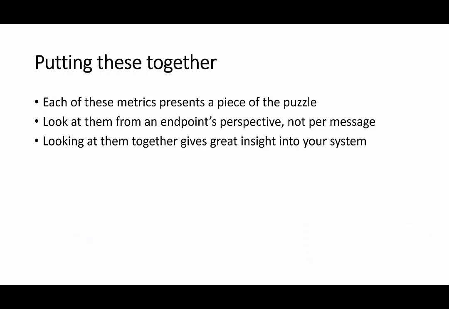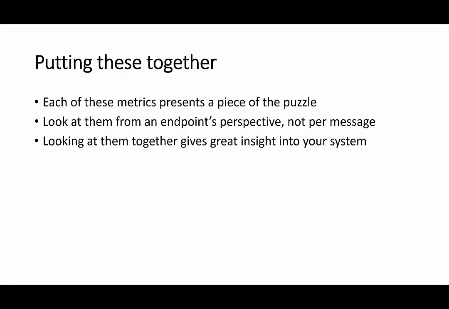So we've got 5 different metrics we can use now. We've got queue length, exception diagnostics, processing time, connectivity checks, and critical time. Each of them tells a story about what's happening in our system, but from a slightly different angle. By looking at them together, we can get a better idea of what's actually happening in our systems. And remember, most of these metrics are at a per message basis. So if we aggregate that and look at it from an endpoint perspective, we can get a lot of insight into what's happening in our system.